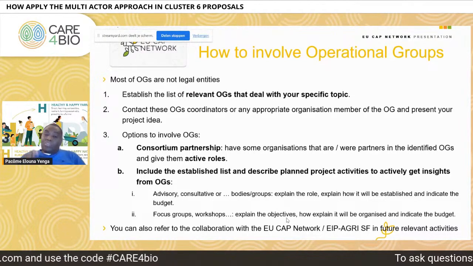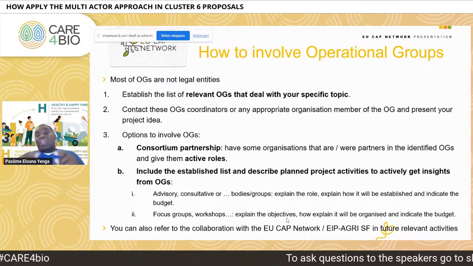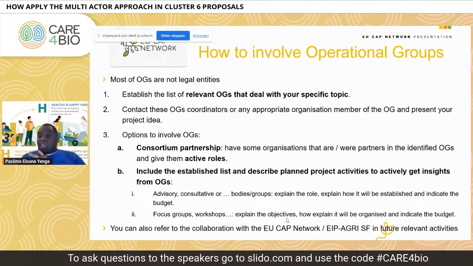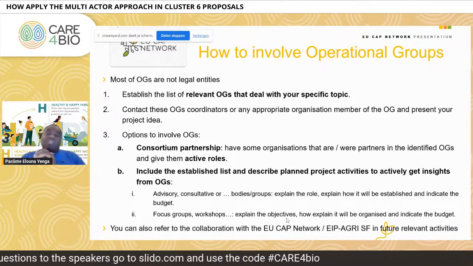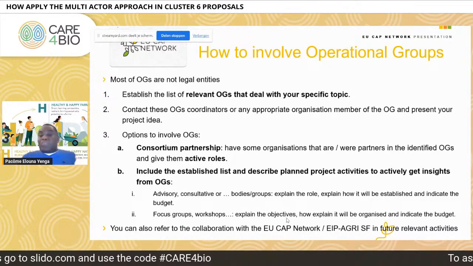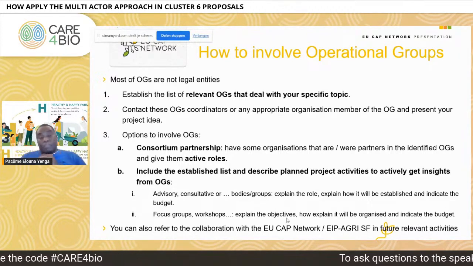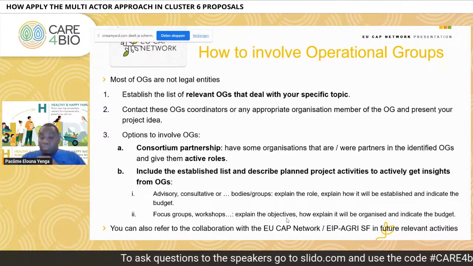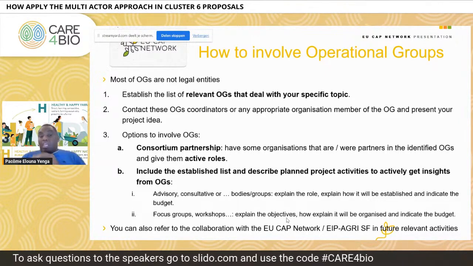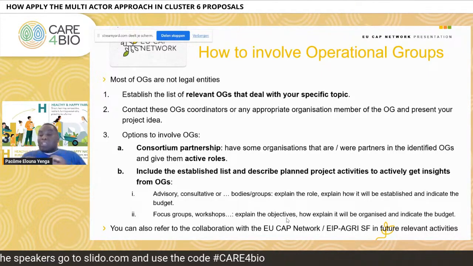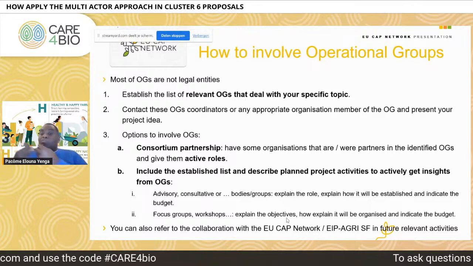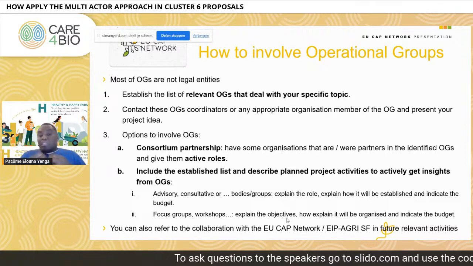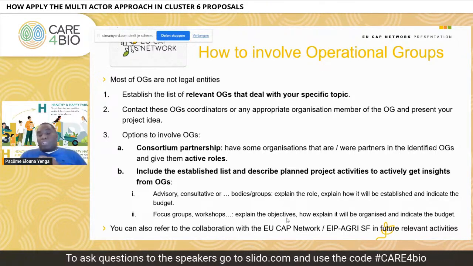Because when we say strongly involve them, you can well have a partner who is in the partnership list but without a role. That will not be taken into consideration, because that will be a bit like just fulfilling a condition, but the partner has no role. You have to define their role as partner in the consortium. And they must also clearly describe what is the input or outcome of the operational group that they are bringing into the project, and how it creates an added value to the project.